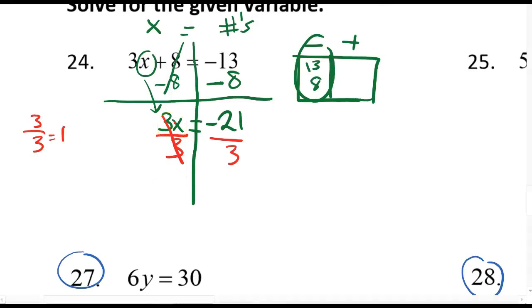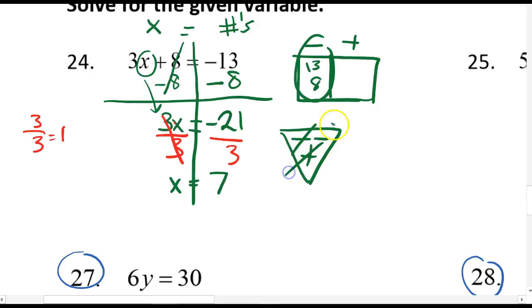And now I have x equals 21 divided by 3, which is 7. But remember, it's a negative on top and a positive on the bottom, so a triangle here. Negative, positive, that means it'll be negative. The answer is x equals negative 7. Okay?